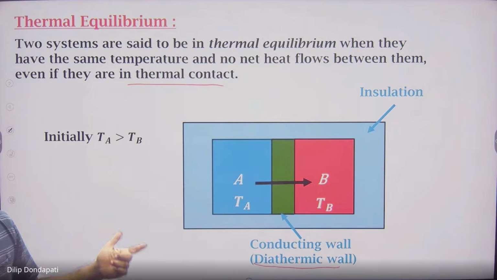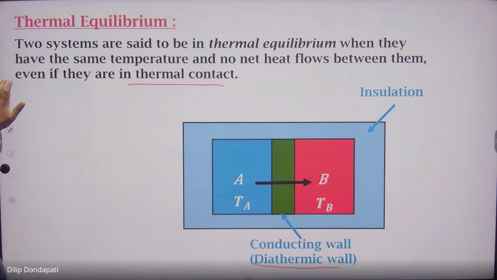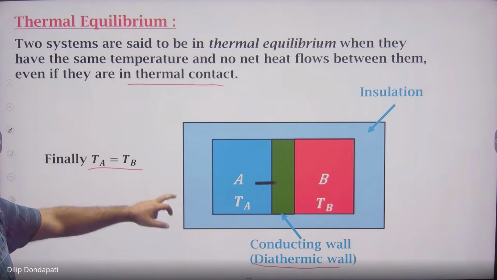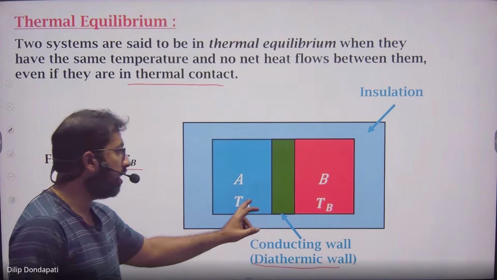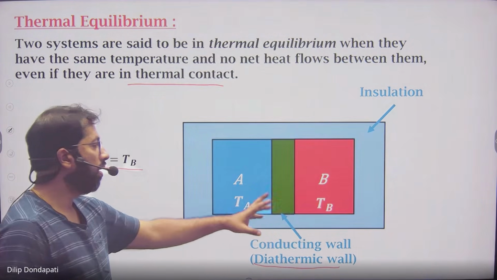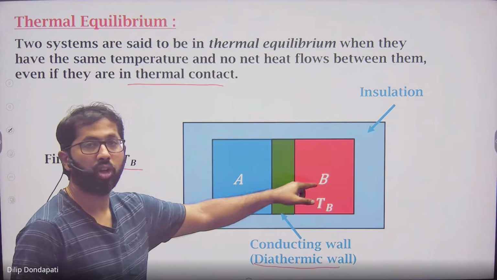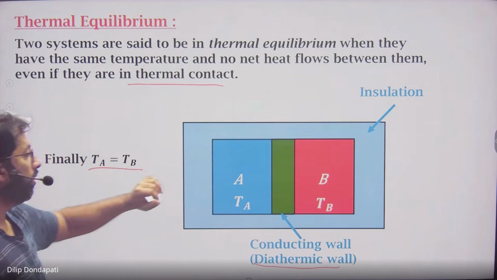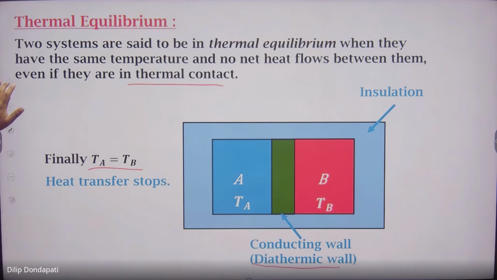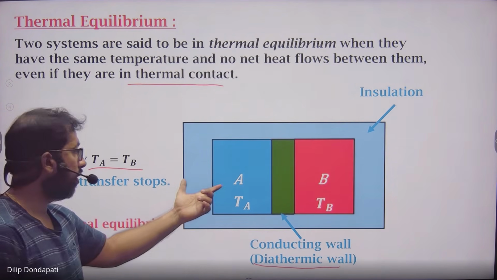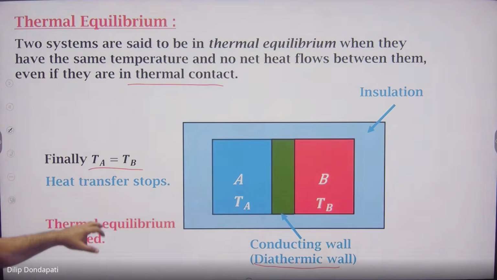What will happen after a certain time? TA will be equal to TB. When the temperature becomes the same, heat transfer stops and thermal equilibrium is achieved. This is what thermal equilibrium is. Two bodies are in thermal equilibrium when the temperatures of the two bodies are the same.